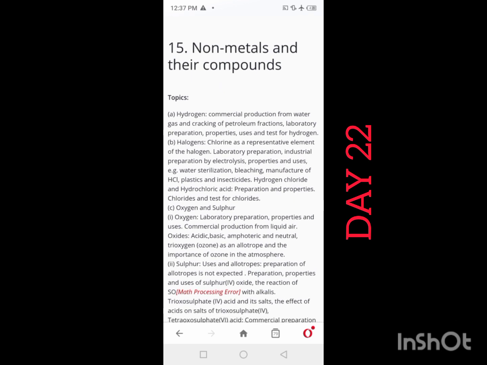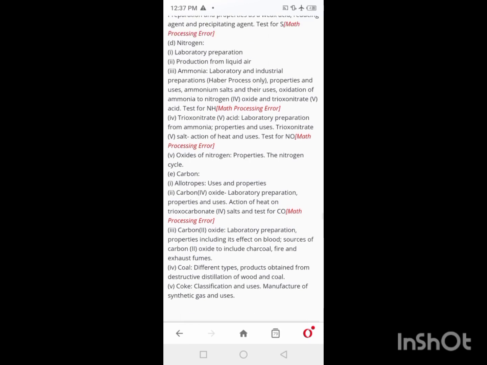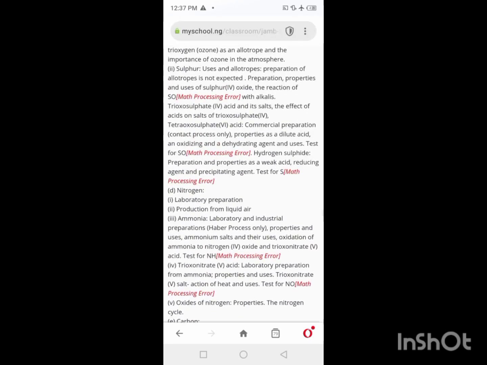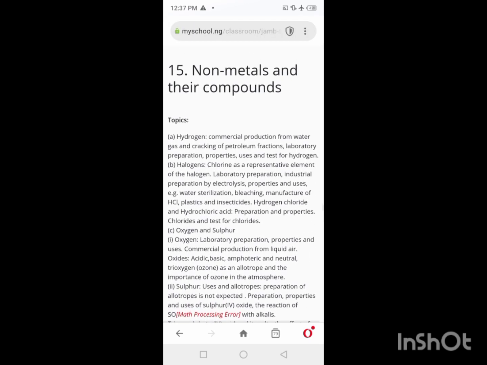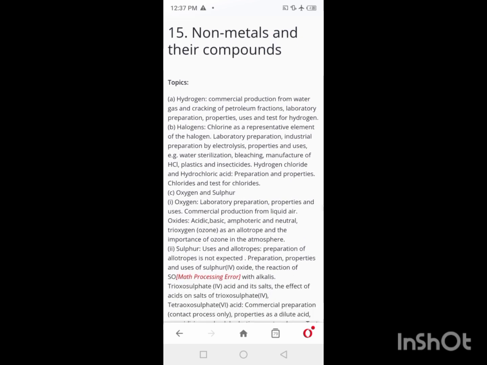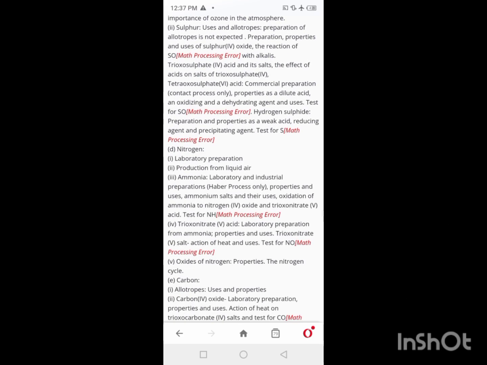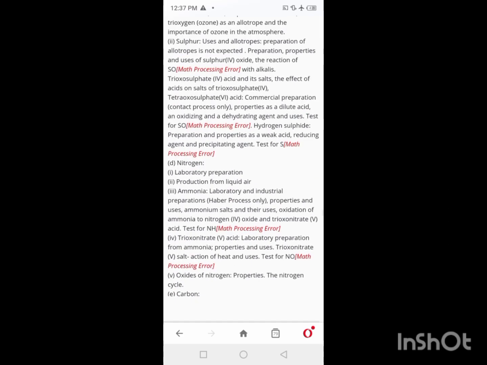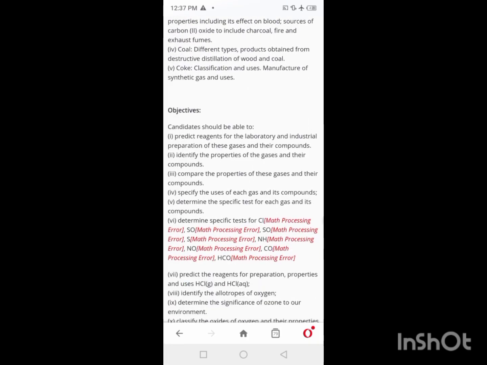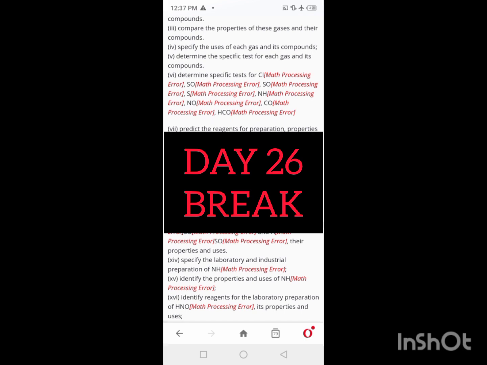Then 23, 24, 25, you'll be doing non-metals and their compounds. It's a very hectic one, I won't lie to you. And after JAMB, I was still studying this. So 23, 24, 25, anywhere you stop, just study as much as you can. Anywhere you stop, hang up, don't do it again. And then on the 26th day, you're going to have a day break, to revise all you've been doing.